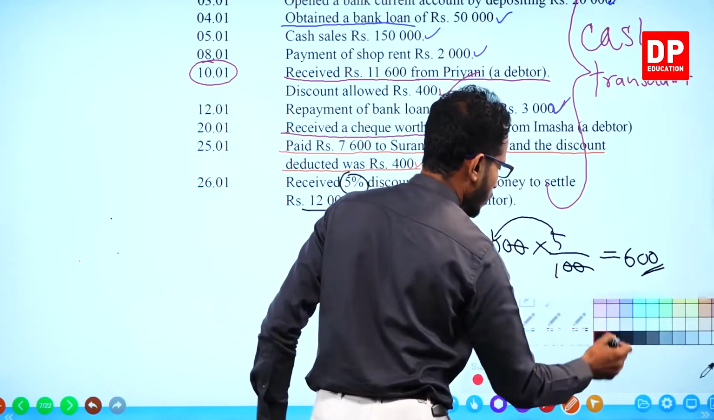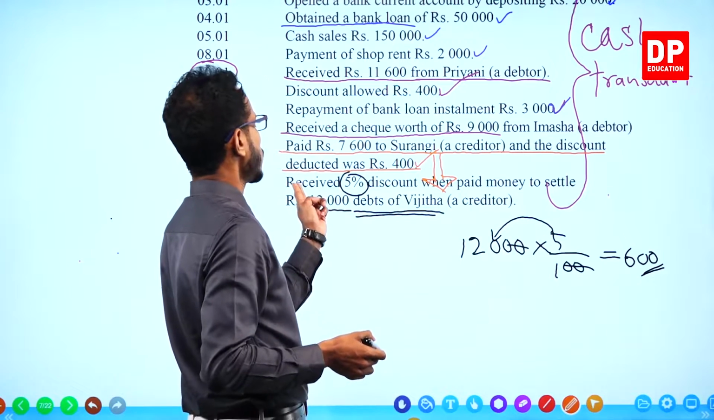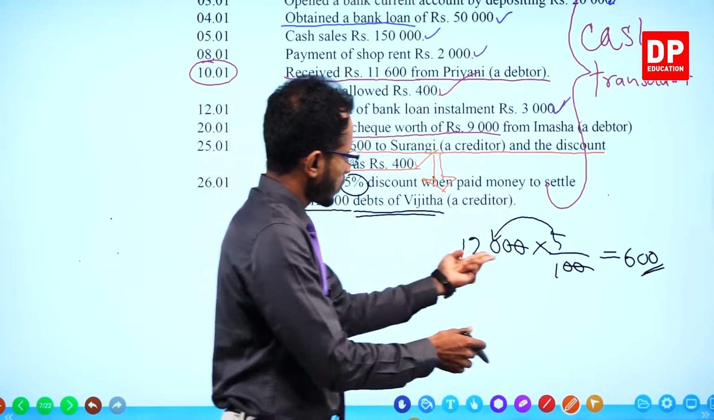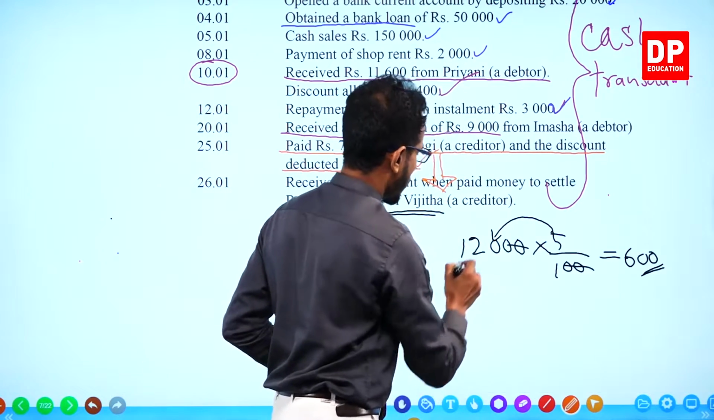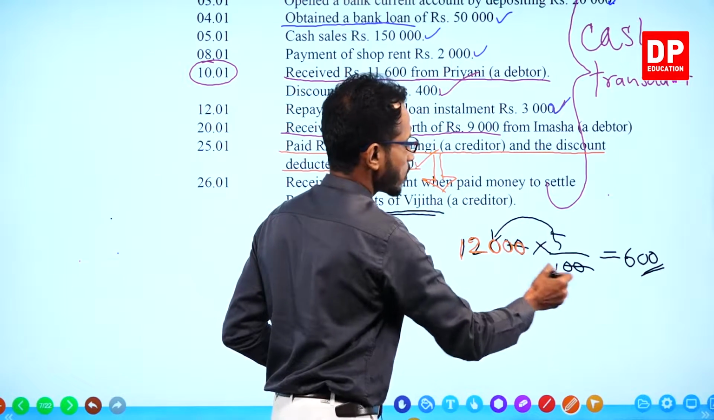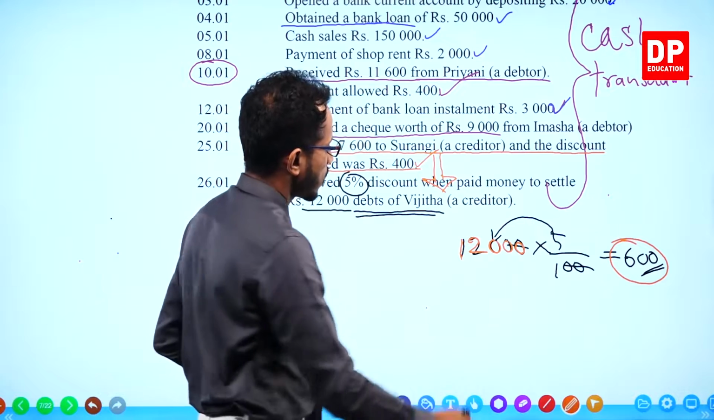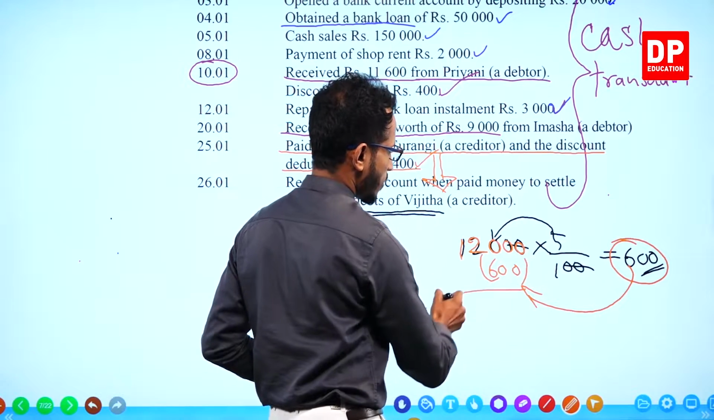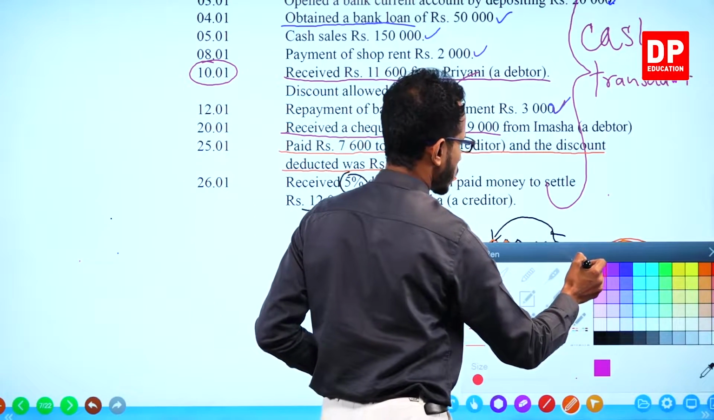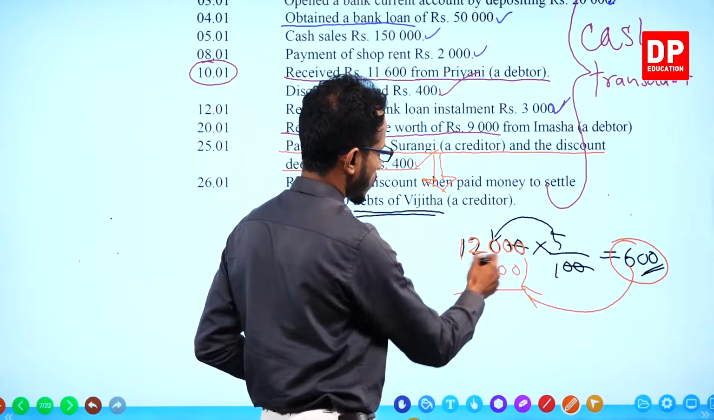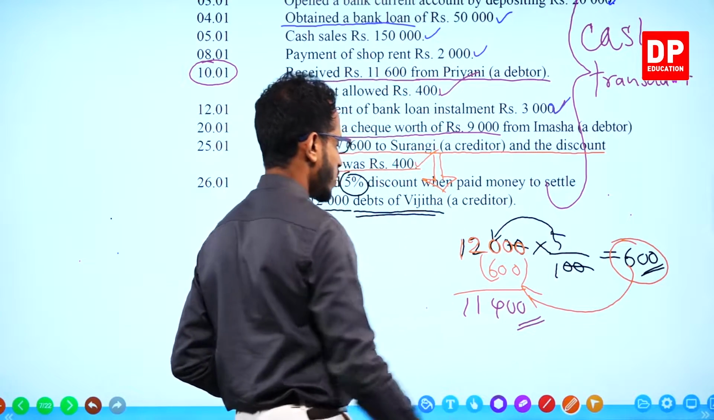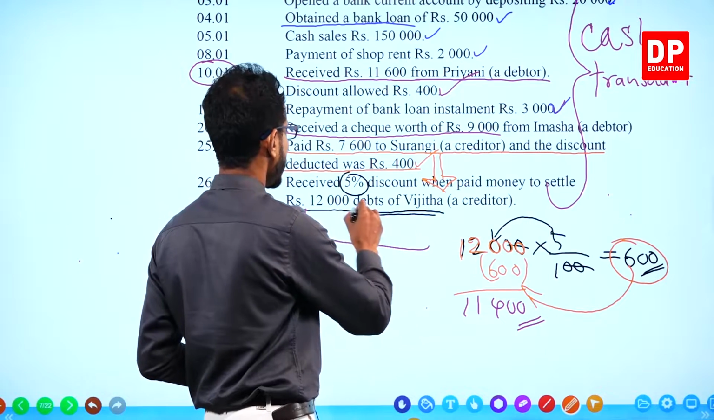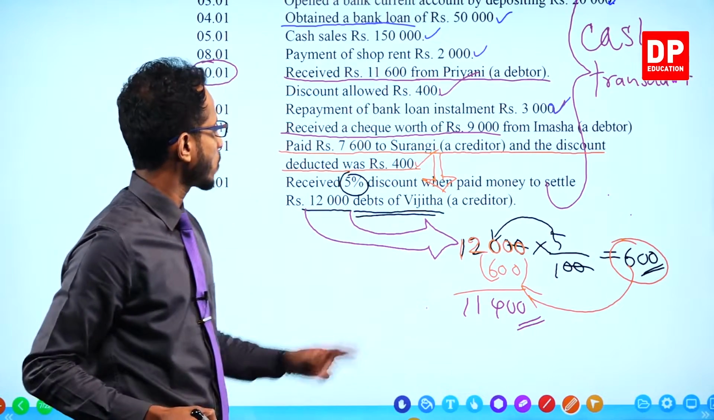This discount should be deducted from the value we have to pay. What is the value we have to pay? 12,000. That is the amount we have to pay. But now we are not paying 12,000 because we have received a discount. So from 12,000 you minus this 600 and the answer is 11,400. Only 11,400 should be paid now. Okay. We calculated the discount from 12,000.